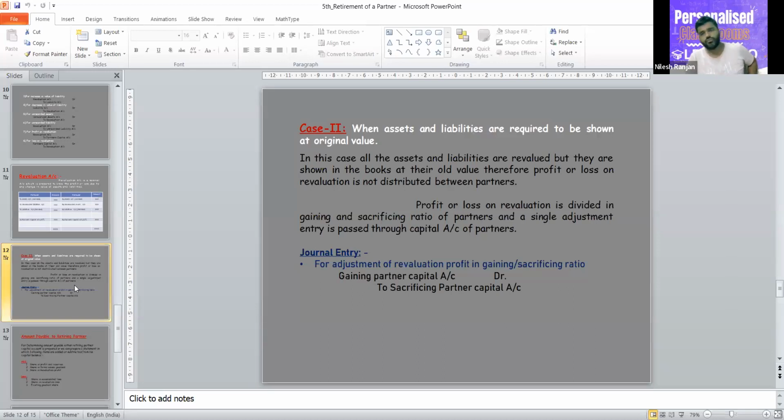And this is our case 2, when assets and liabilities are required to be shown at original value. It means now we don't have to change the value of assets or liabilities. In this case, all the assets and liabilities are revalued, but they are shown in the books at their old value. Therefore, profit or loss on revaluation is not distributed between partners. Profit or loss on revaluation is divided in the gaining sacrificing ratio.